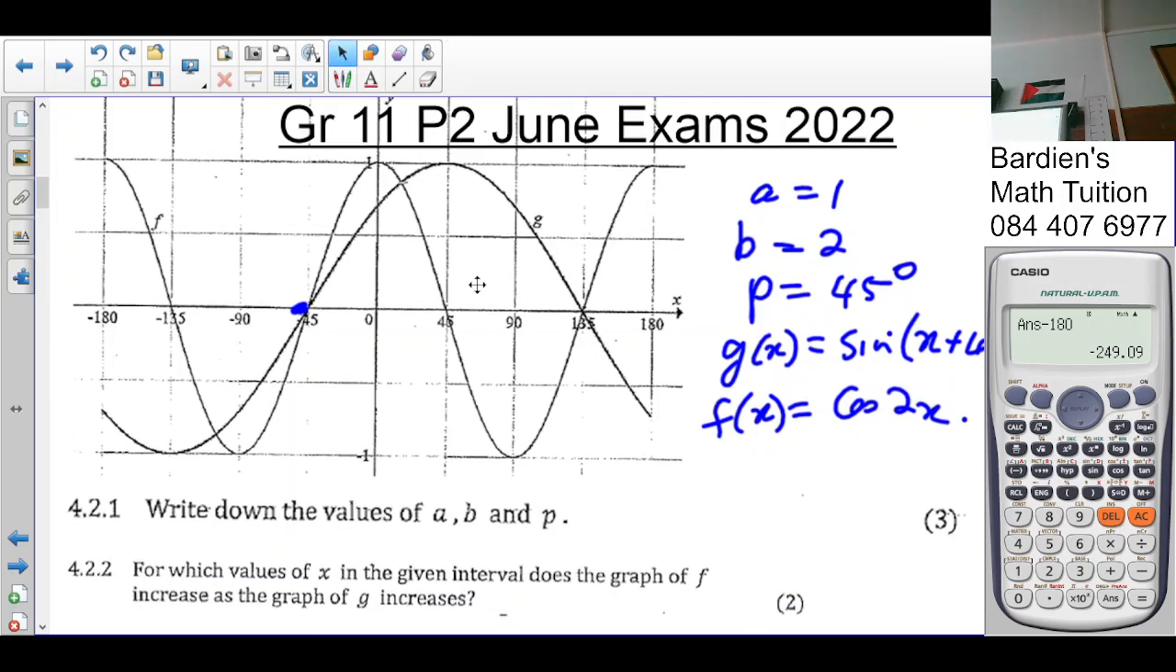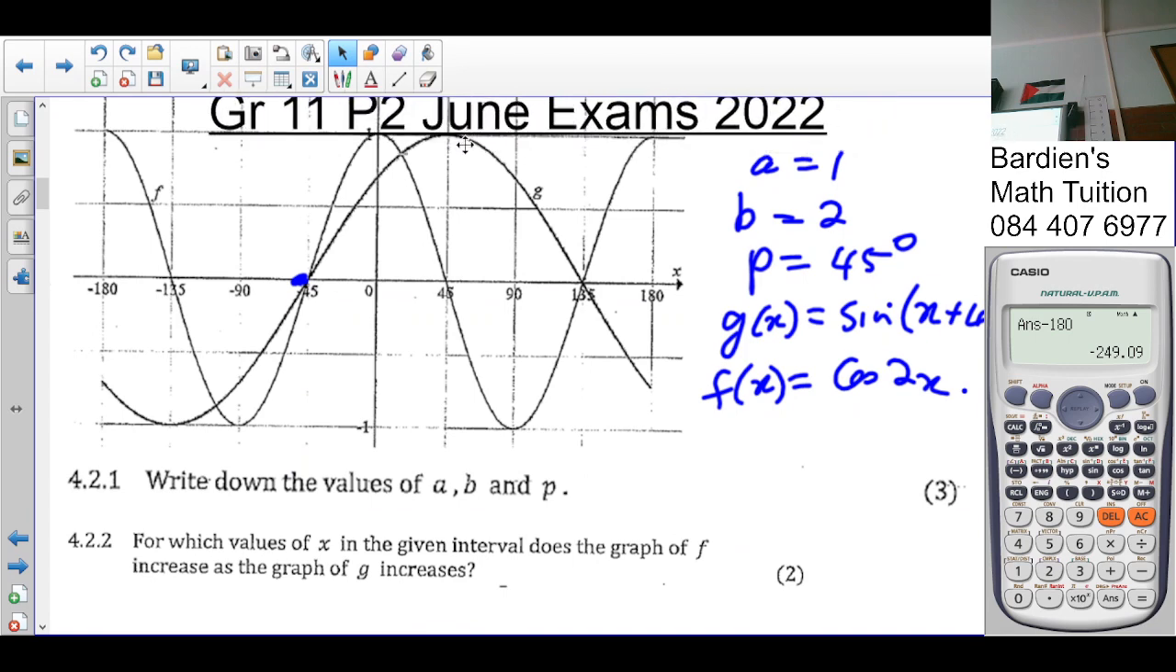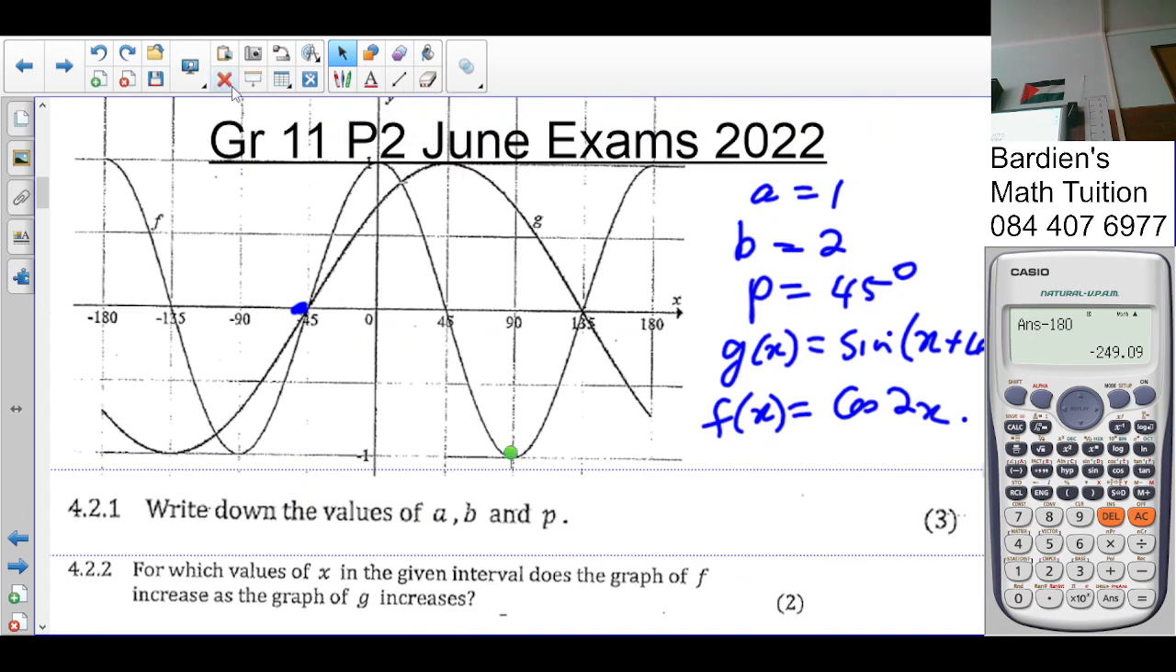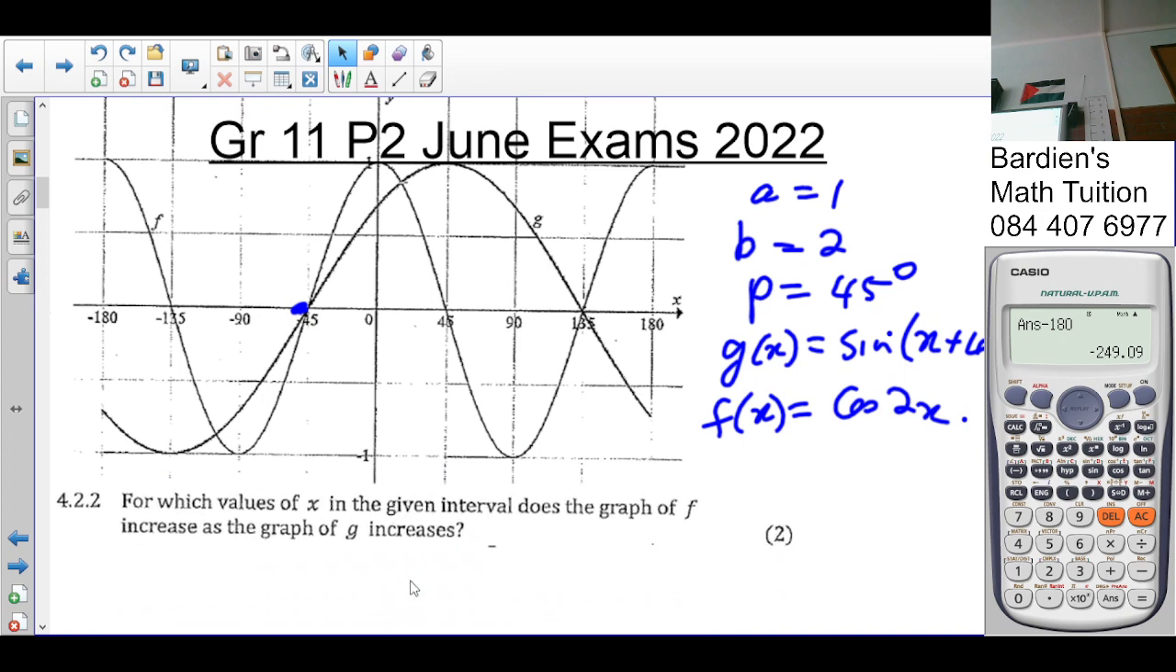Alright, let's see what's the next question. 4.2.2: for which values of x in the given interval does the graph of f increase as the graph of g increases? So in other words, both graphs must be increasing at the same time. Looking at this here, you can see f is decreasing here, decreasing till there. So not interested in that. However, f is increasing from there to there and again decreasing.